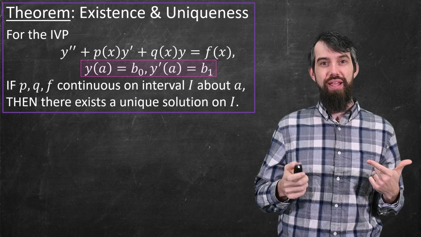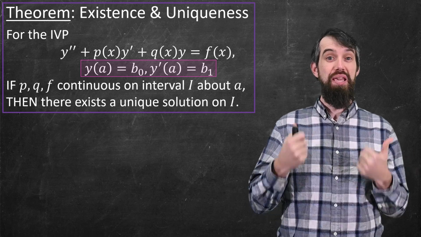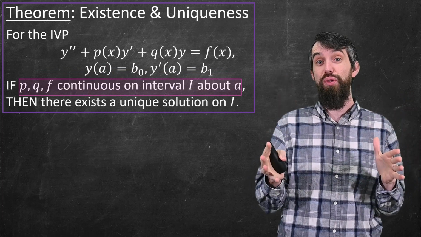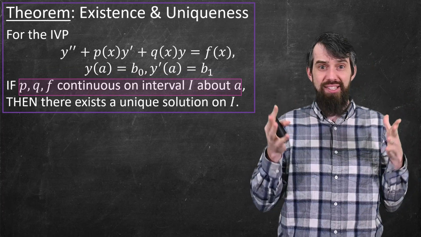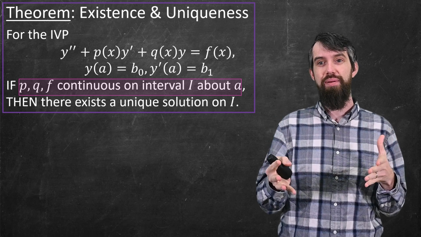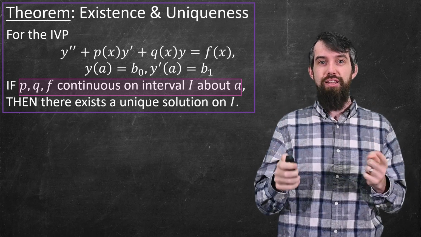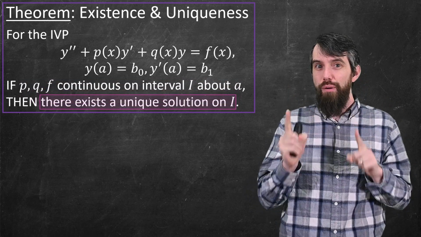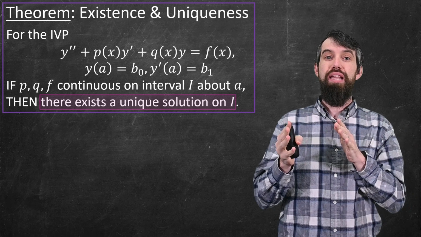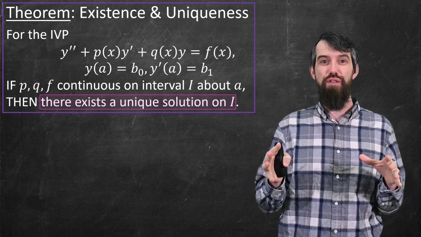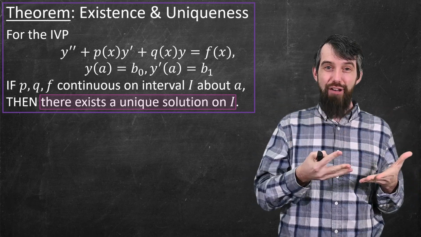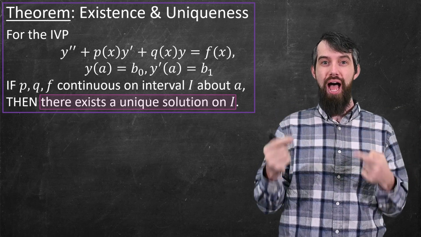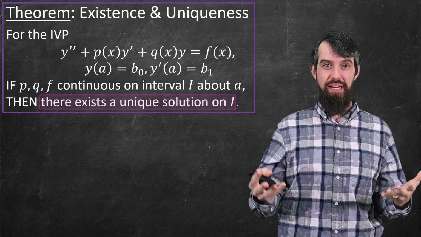Then the third thing to note is the conditions on the components. So p, q, and f all are required to be continuous on some interval that contains the value of a, that contains the spot where you're doing your initial condition. And then the conclusion is that you get a unique solution, that it both exists and it is unique. And more important than just that, it exists and is unique on that same interval I where the functions were nice. If the p, q, and f were continuous on I, then the unique solution also existed on I. So this is our existence and uniqueness theorem.